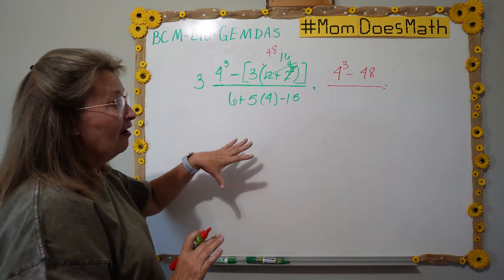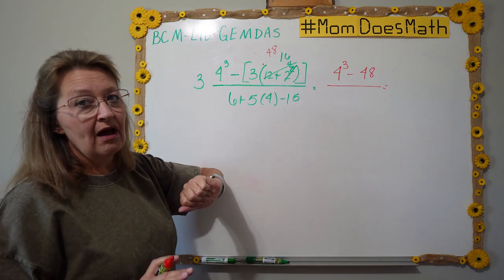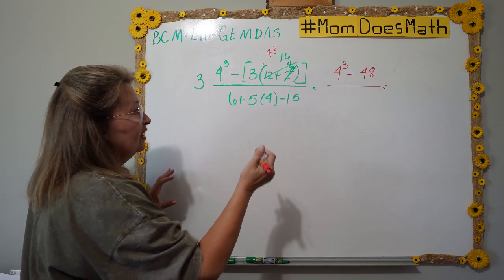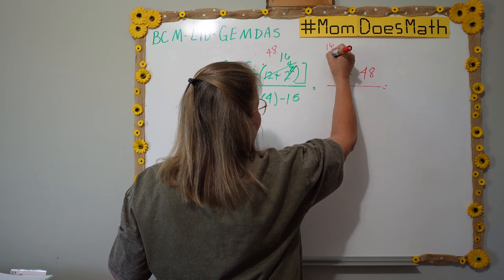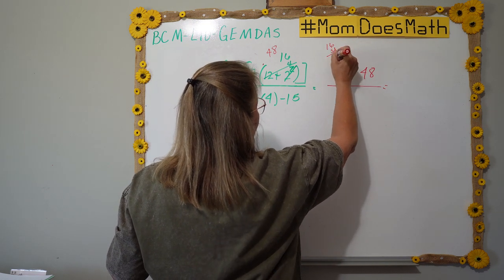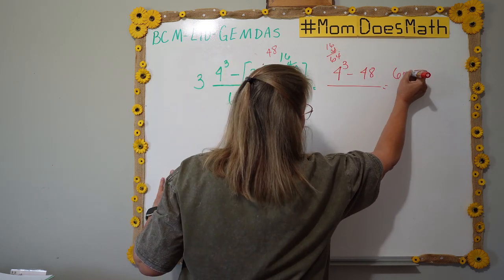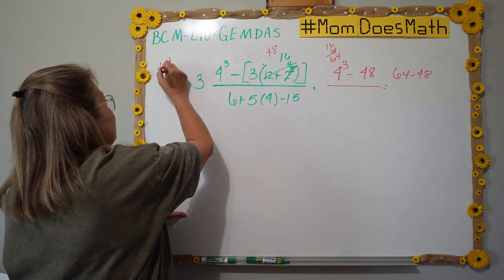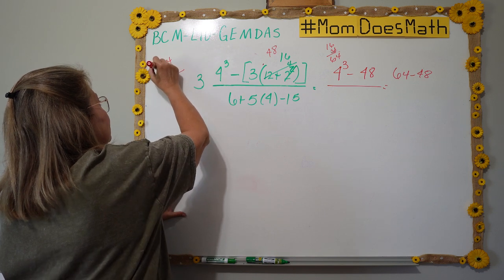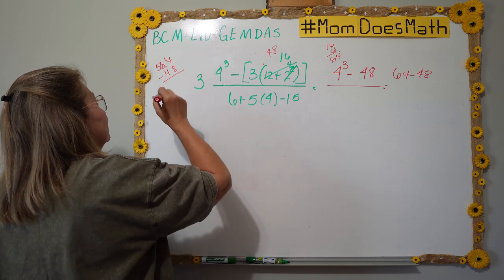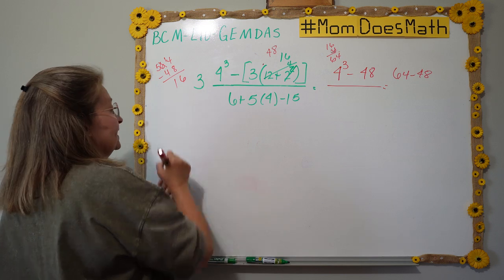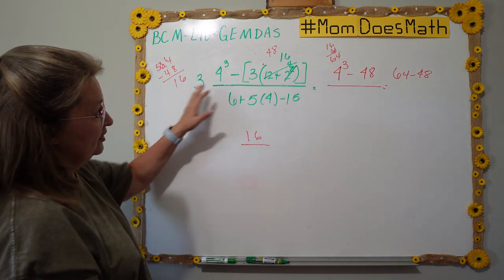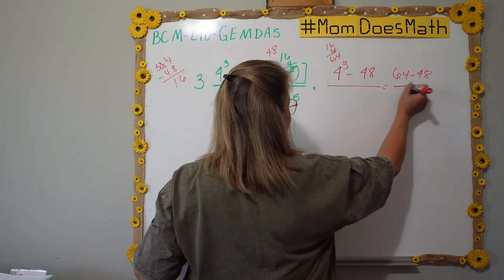And when I'm doing top and bottom, sometimes I just like to go all the way across the top, you know, get all of that simplified. What is 4 to the 3rd power? Well, 4 times 4 is 16, and 16 times 4 is 64. So I have 64 minus 48. If you do 64 minus 48, you've got to carry 1, 8, 9, 10, 11, 12, 13, 14, that's 16. All right, so now our new top number is 16.